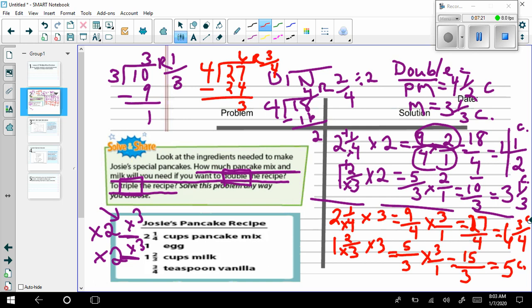So when we double the recipe, we need 4½ cups of pancake mix and 3⅓ cups of milk. When we triple the recipe, when we look at that question, we will need 6¾ cups of pancake mix and 5 cups of milk.